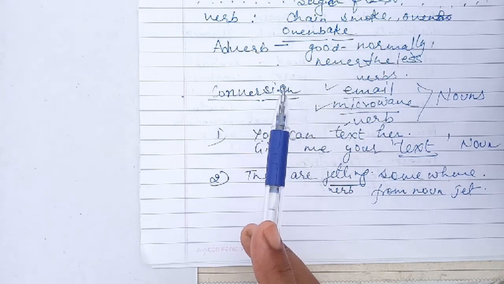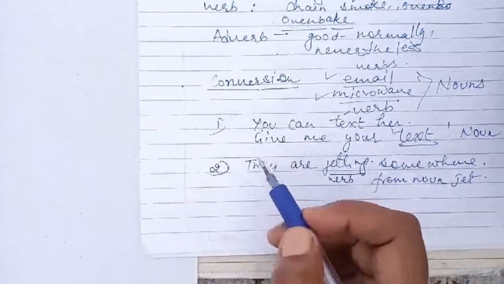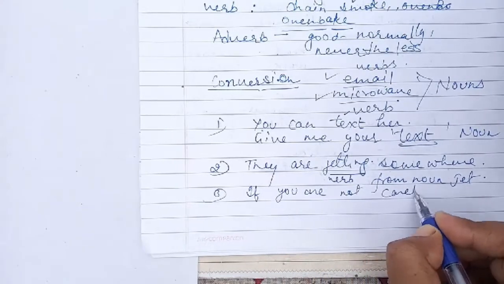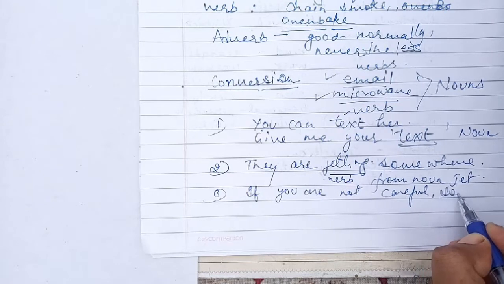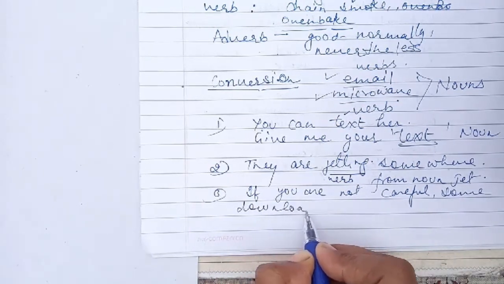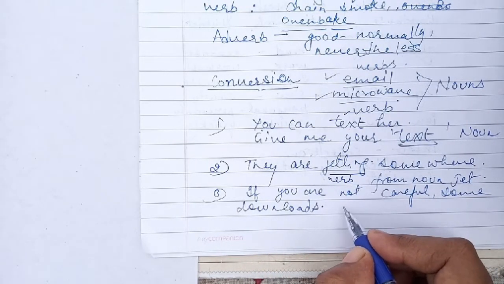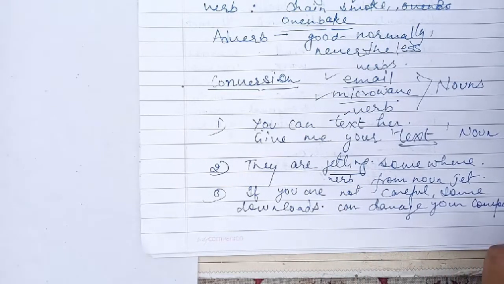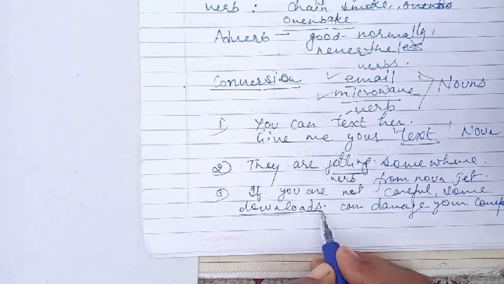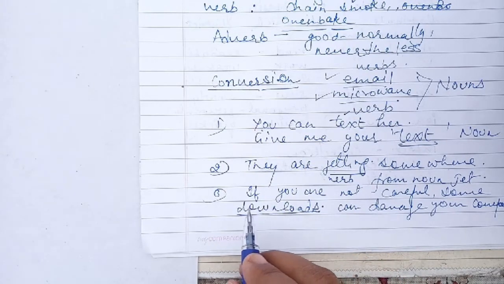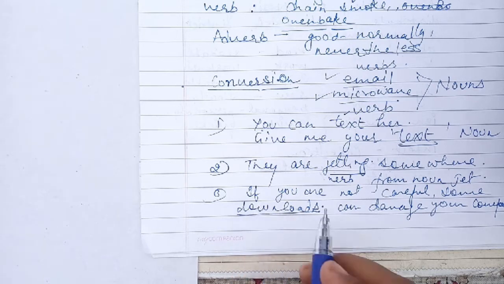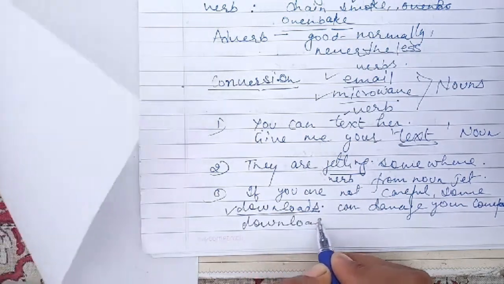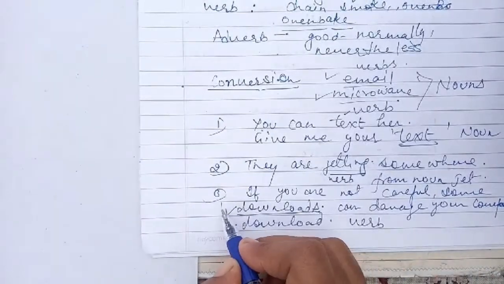Like we can also take one example. If you are not careful, some downloads can damage your computer. So downloads, you are seeing this word downloads. It is a noun from the verb download.